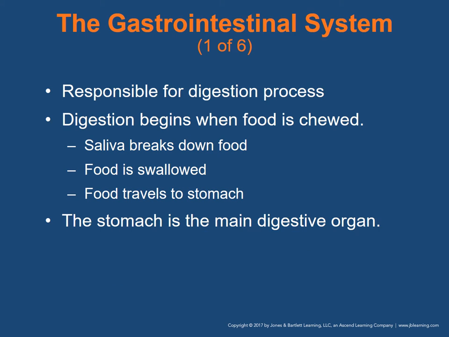So we're going to talk about the gastrointestinal system, which is responsible for the digestive process. Remember, digestion begins when food is chewed. So digestion really begins with saliva in the mouth when you're chewing. And saliva really does two things. Saliva contains certain enzymes that help break down the food before it even reaches your stomach. And also saliva is important because it coats that mass of food that you're chewing into a wad, for lack of a better word. It coats it in a slippery substance, the saliva, that really aids in the transportation when you swallow of that food down through the esophagus into the stomach.